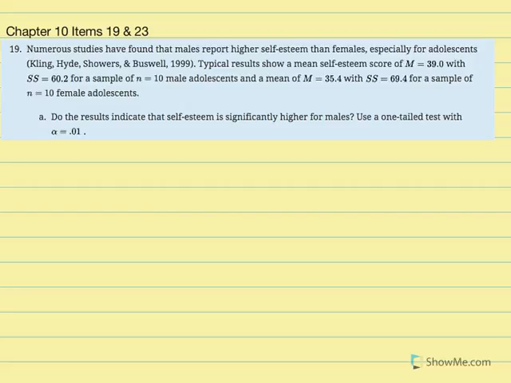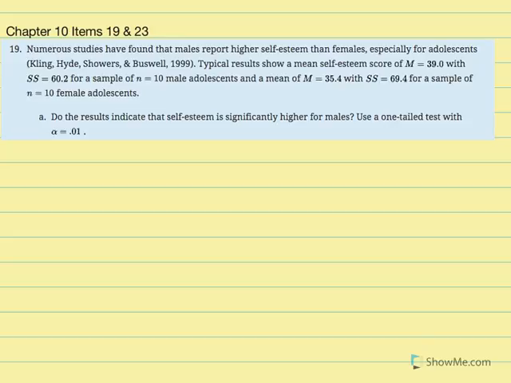Chapter 10, items 19 and 23. I've decided to do 19 and 23 only from the remaining problems of Chapter 10, simply because they help me model certain things that haven't been demonstrated in previous examples. And the other items at the end of this textbook chapter are similar to things that we've already covered. So 19 and 23 include a one-tail test, and then also conducting a hypothesis test using raw score data.